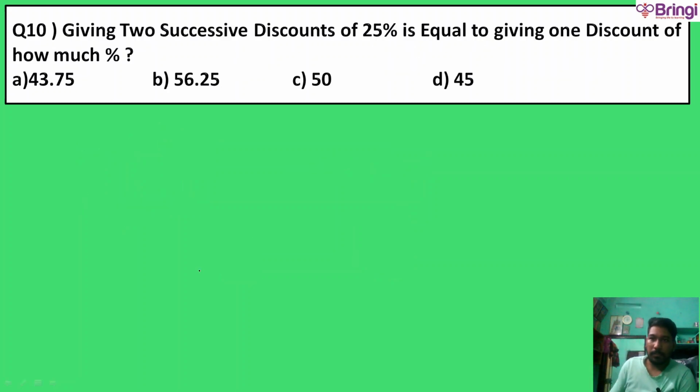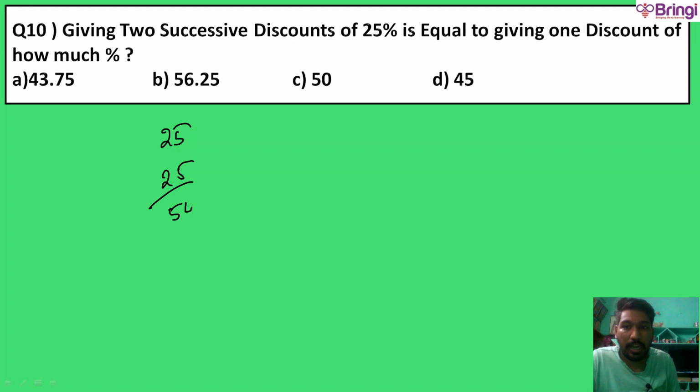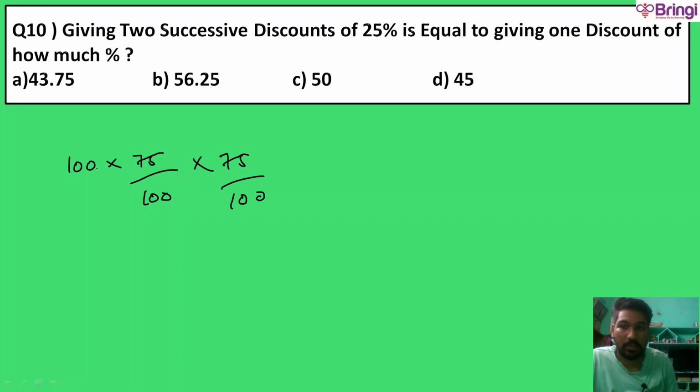Moving on to the next question. See, the same kind of question, successive discounts. Giving 2 successive discounts of 25% is equal to 1 discount of how much? See, sometimes they will add 25 plus 25 as 50 and say option C. That is the wrong answer. So how to do? First of all take 100 and then a 25 discount. So it is going to be 75 by 100 and then 75 by 100, because 2 successive discounts.